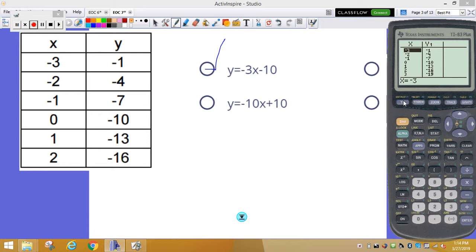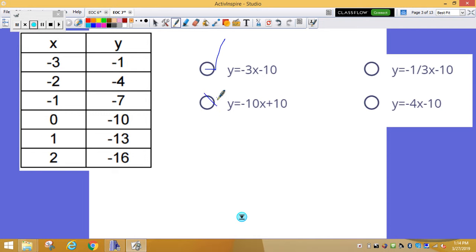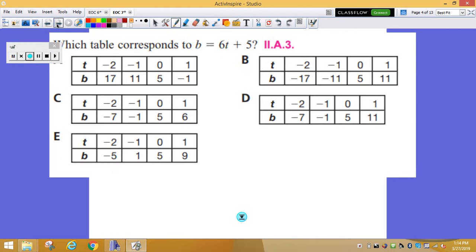Let me type in the other one just so that you'll see one that would be wrong. So if I did -10x plus 10 and did second graph, you can see straight off the bat, -3 is 40, not -1. So that one's not right. Okay, but we got lucky and got it right the first time.